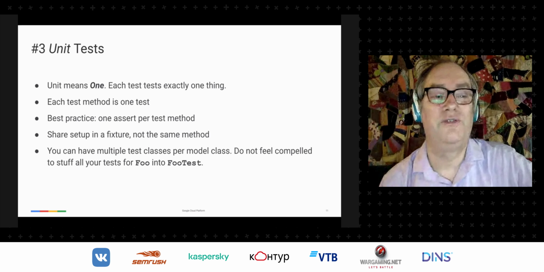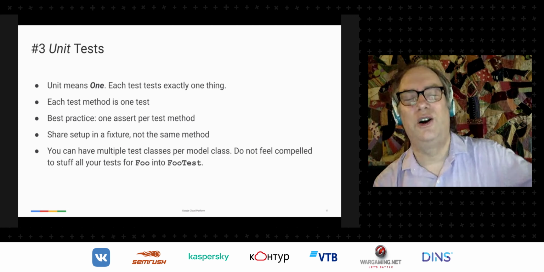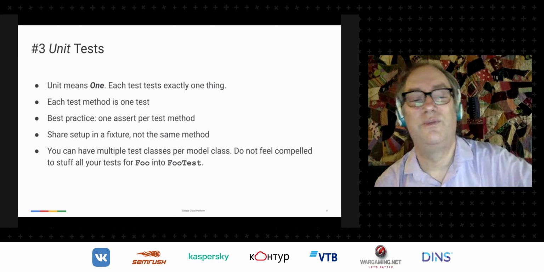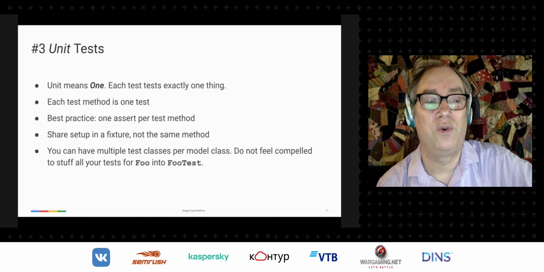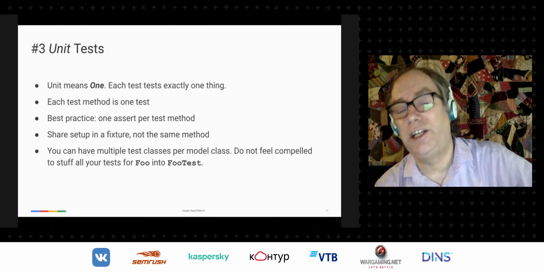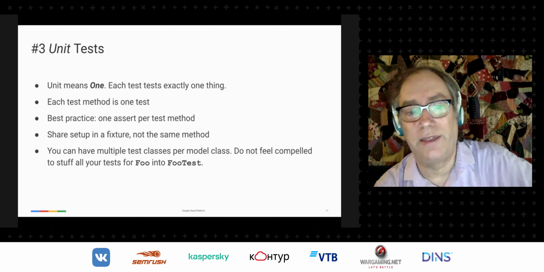Third fundamental principle of unit tests. This is getting less important as we go. The first is more important than the second. The second is more important than the third, but they're all important. Unit means one. Each test, by which I mean each test method, should test exactly one thing. Best practice, one way of thinking about this, is in a test method, there's exactly one assert. There may be a lot of code to set up the test. There may be a lot of code to tear down the test, but you're only asserting one thing per method.